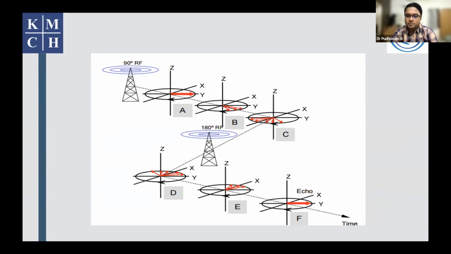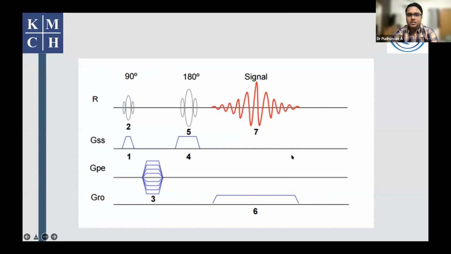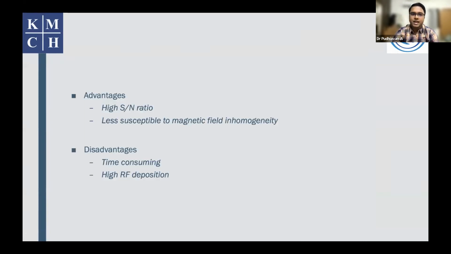So two processes take place. We give the 90-degree pulse and the 180-degree pulse, and we exactly know at what time the echo or the maximum amplitude signal will be obtained, because this time between the 90 and 180-degree pulses will be equal to the time between the 180-degree pulse and the echo. And exactly at that point in time, we can give the readout gradient or the frequency encoding gradient, and we can get the maximum amplitude signal. So this is the basic of how a spin echo sequence happens.